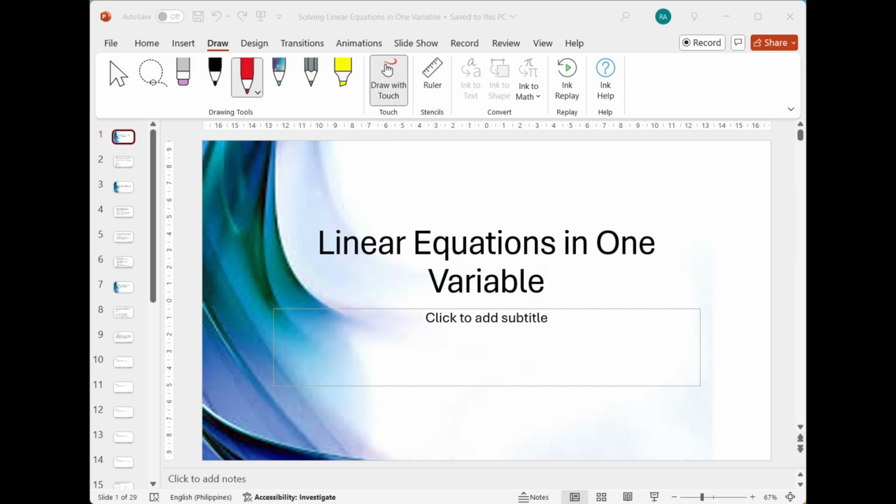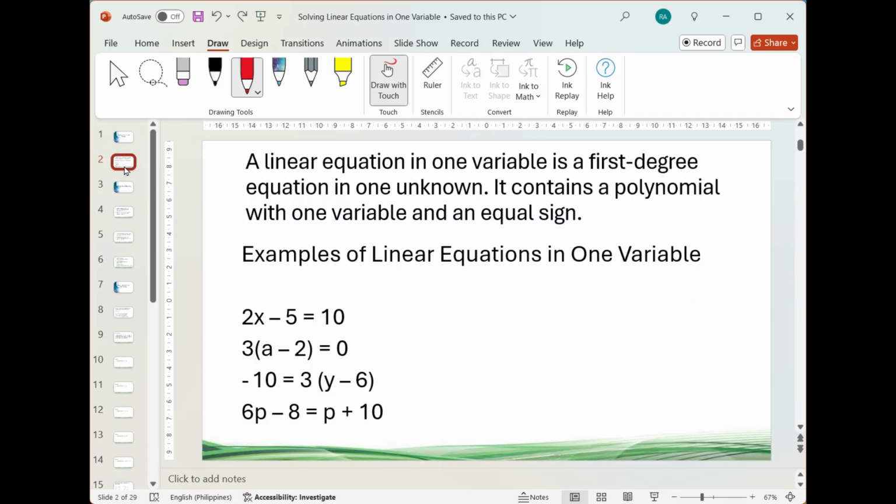Today's topic is about linear equations in one variable. So let us define what a linear equation in one variable is. A linear equation in one variable is a first degree equation in one unknown. Ibig sabihin, ang highest exponent ng variable is 1. It contains a polynomial with one variable and an equal sign. So pag wala siyang equal sign and it's just an expression, for example, so hindi po siya considered an equation.